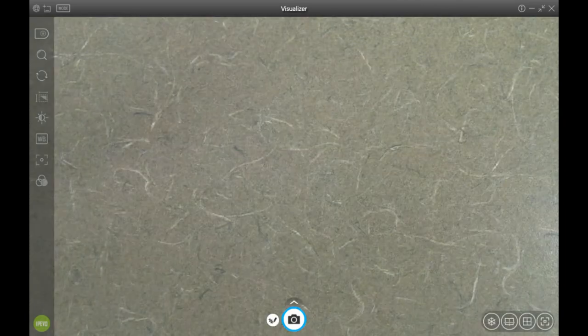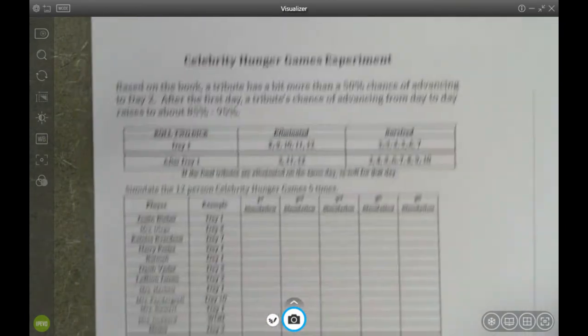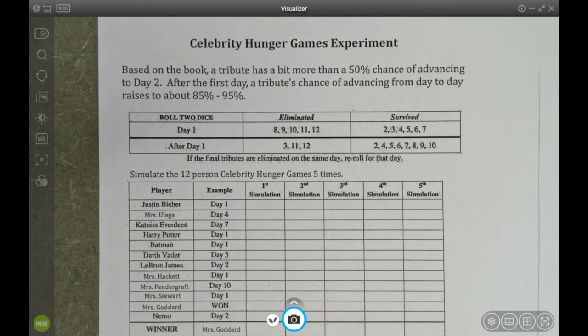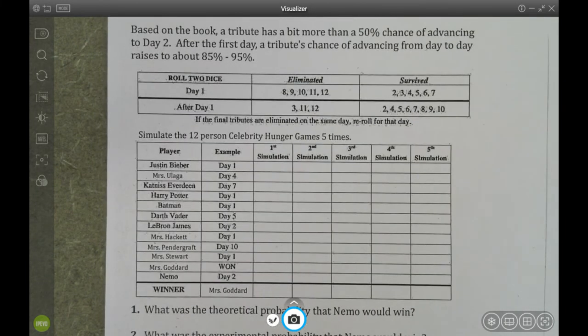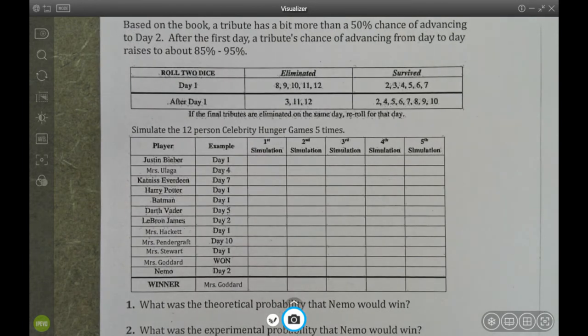So now we have our fun part of the lesson. Based on the book, a tribute has a bit more than a 50% chance of advancing to day 2. After the first day, a tribute's chance of advancing from day to day rises to about 85 to 95%. So we're going to create a simulation of a 12-person celebrity Hunger Games.